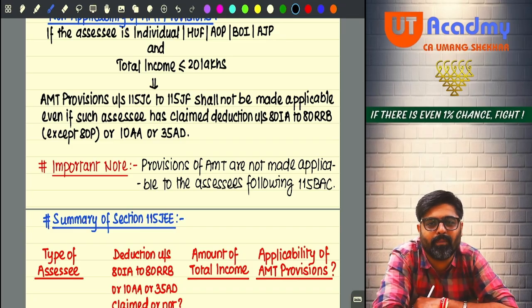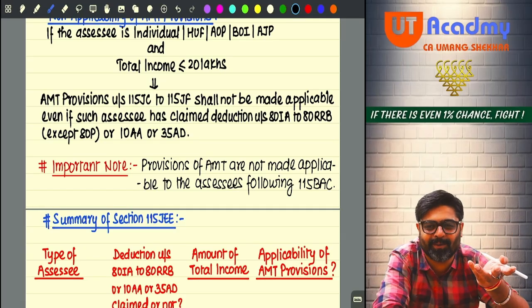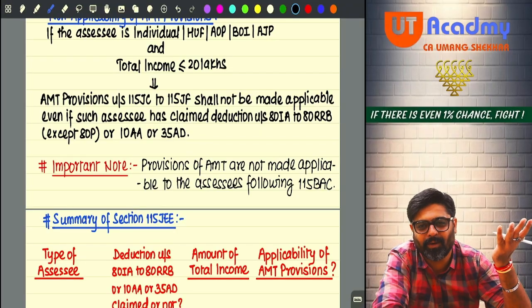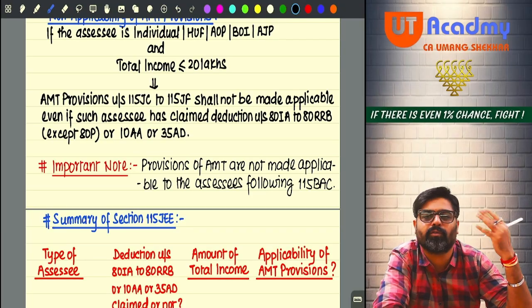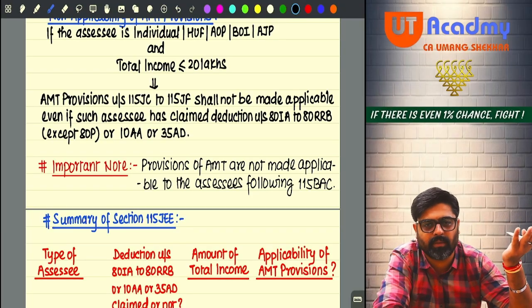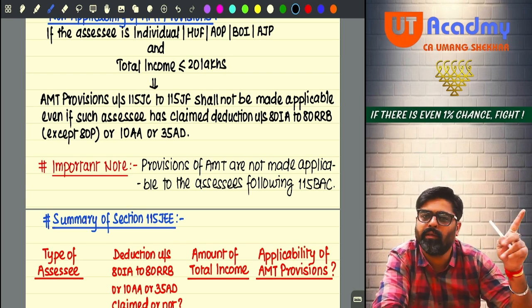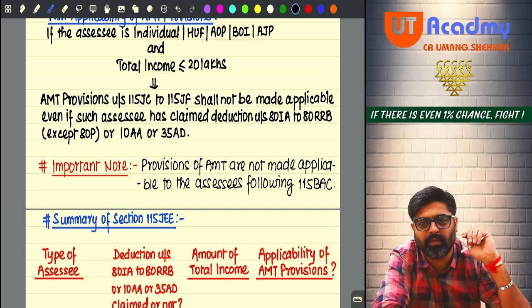Because under 115BAC you are not going to get these deductions also. Without taking these deductions, you are going to calculate your total income. So anyway, your total income should be higher only. And the tax rates are concessional tax rates, the 115BAC rates. Apply those 115BAC rates. So whatever tax is there, you pay that tax only. We are not going to take a minimum tax from you. Pay only the 115BAC tax.